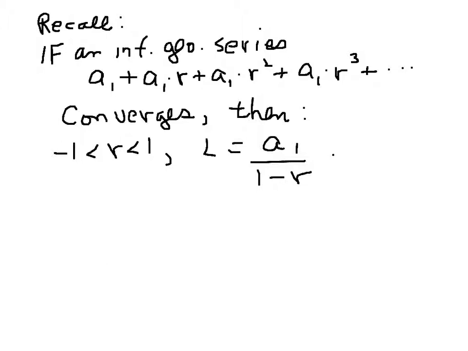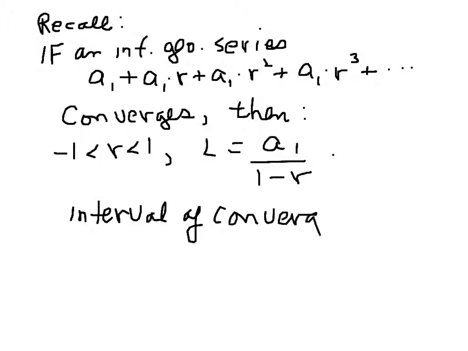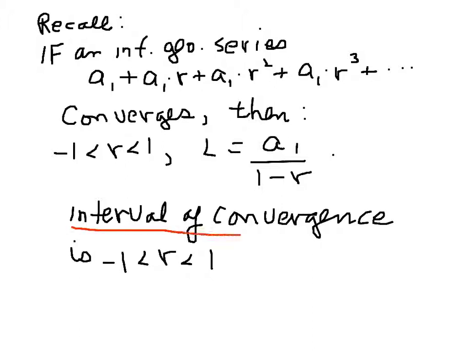We say then that the interval of convergence is r between -1 and 1. So that's a new term that we want to become familiar with. Interval of convergence. Those are the values of r for which the infinite series will converge.